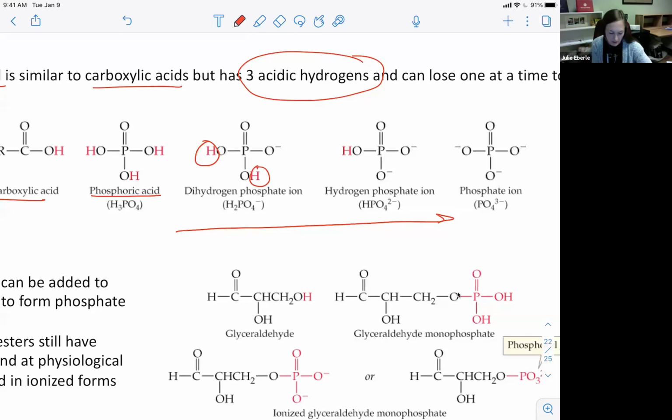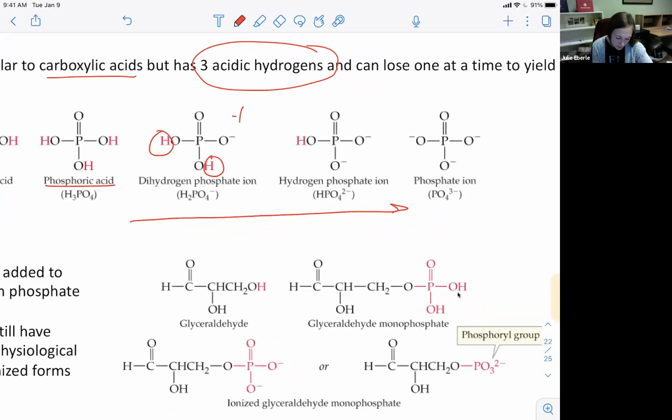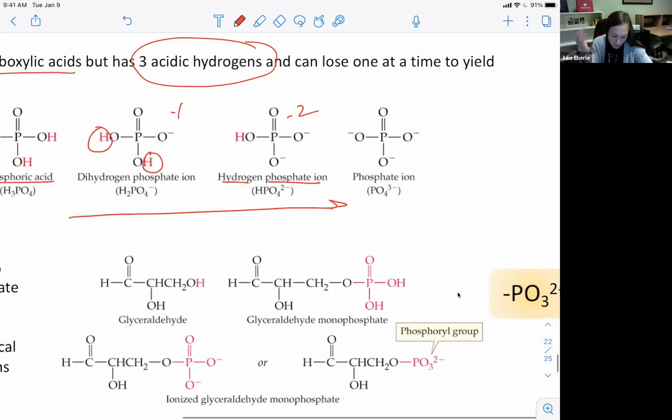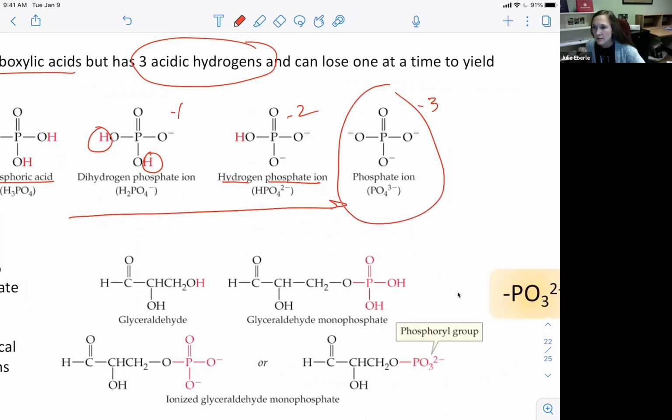We lost 1 hydrogen, so now we just have a -1 charge. Lose another hydrogen, and we just get hydrogen phosphate. And now we got a -2 charge overall, 1 hydrogen left. When we lose the final hydrogen, we got the phosphate ion with a -3. This was a polyatomic ion that maybe you memorized in a previous class.